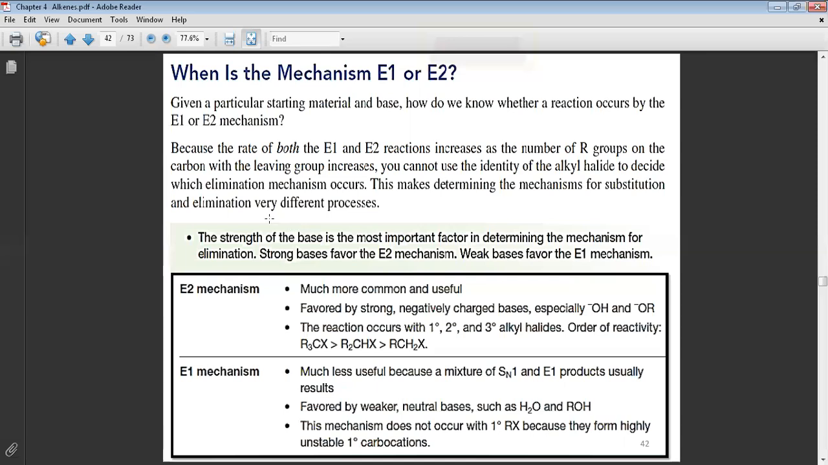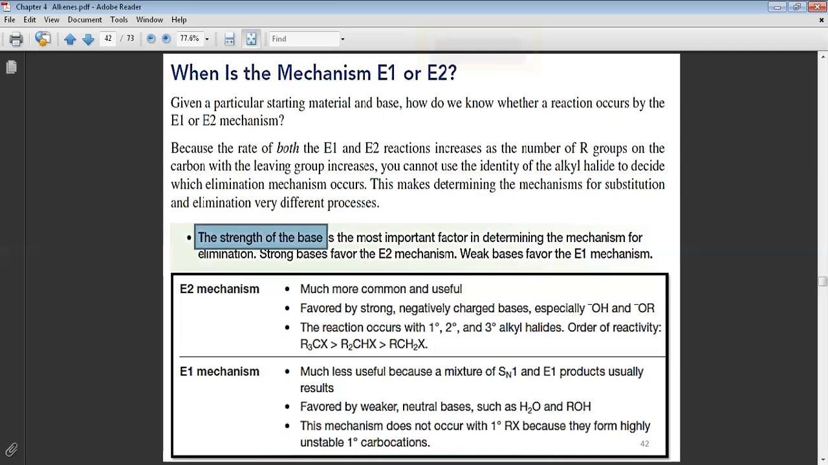That means we go to the base. He said here that the strength of the base is the most important factor to determine the mechanism of the elimination. That means if we use a strong base, it will be the E2 mechanism. If we use a weak base, it will be the E1 mechanism.